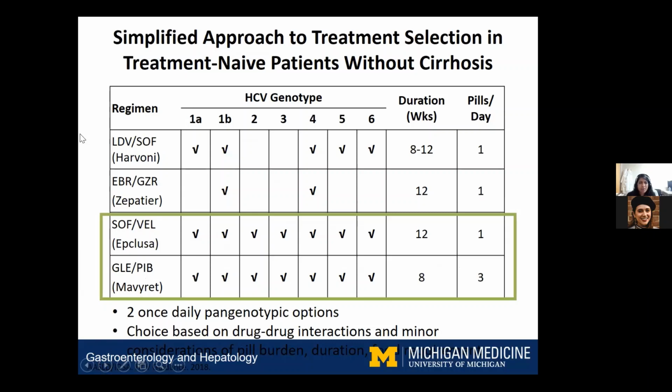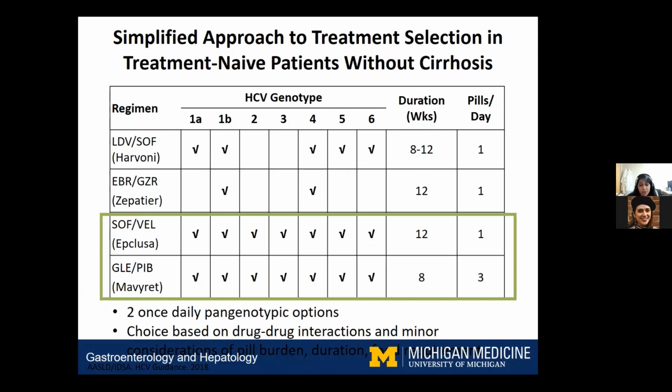So we introduced this concept of simplified treatment, like thinking about that there are treatments that now treat any genotype. So the genotype information is a little less important. For patients who are treatment naive without cirrhosis, the AASLD and IDSA have put forward guidance around opting for a simplified regimen. So really anybody who's never been treated and who does not have cirrhosis, which is going to be a lot of the young patients now living with hepatitis C, will fall into this category.